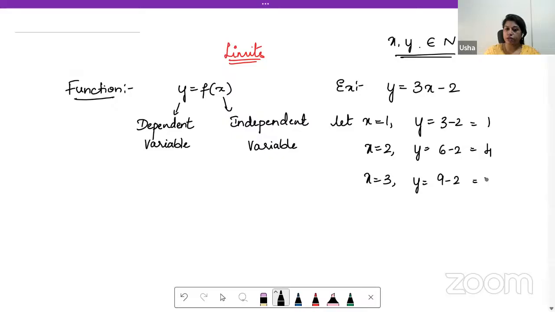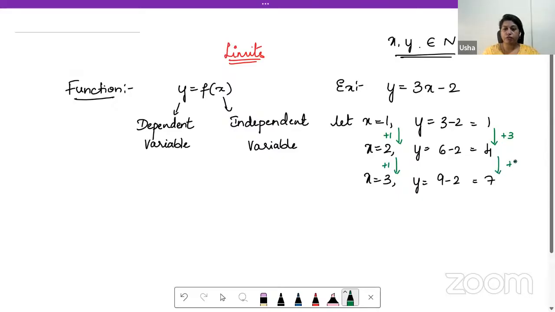9 minus 2, 7. So if you observe a pattern, whenever x is getting incremented from 1 to 2, there is an increment of 1 in the value of x. So when there is an increment of 1 in the value of x, in y there is an increment of 3. And this is not just for one pair of values. For all the pairs of values, this is what we are observing, right? See, from 1 to 2, there is an increase of 1 in the value of x, whereas in the y value, there is an increase of 3. The same thing happens here from 2 to 3. The value of x increases by 1.